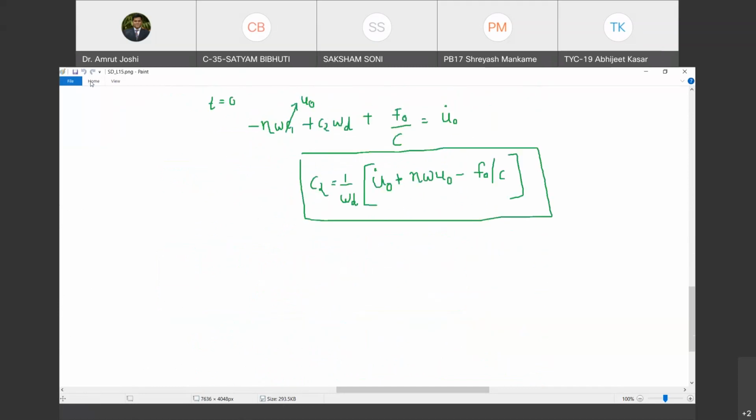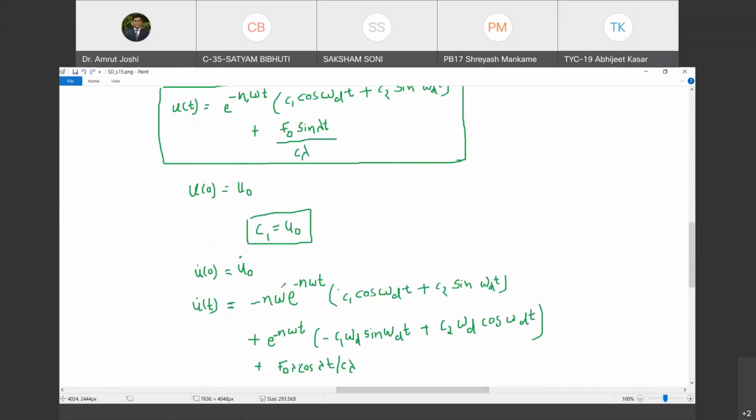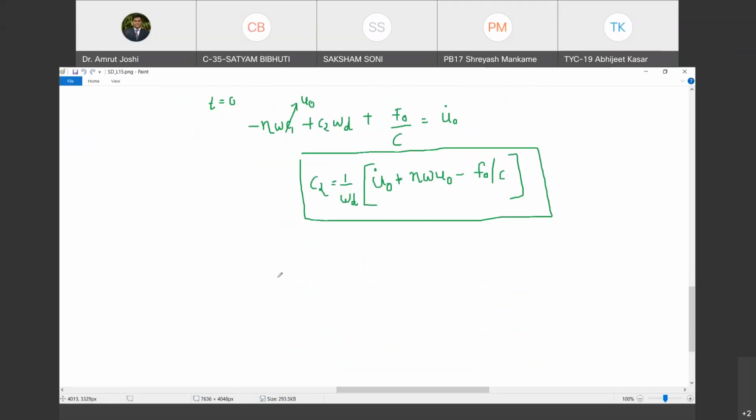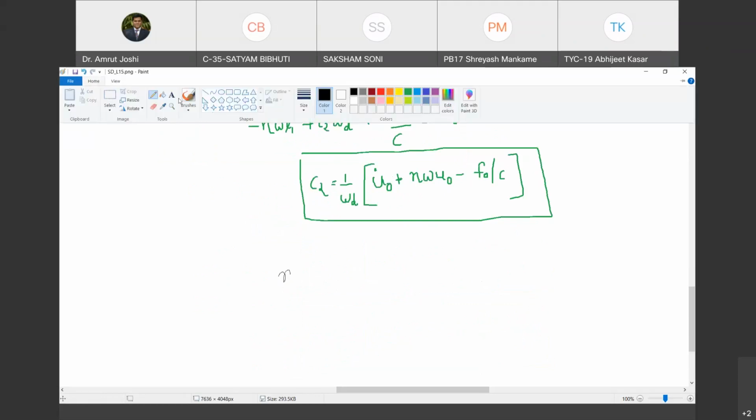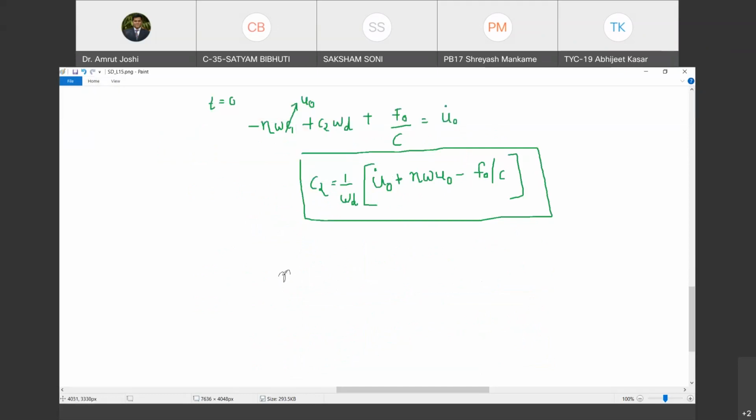for the example in the previous class. So what was the example? If I remember correctly, the value of m was 10 kg. Then the value of k was 1000 Newton per meter. That gives me omega is equal to 10 radian per second.